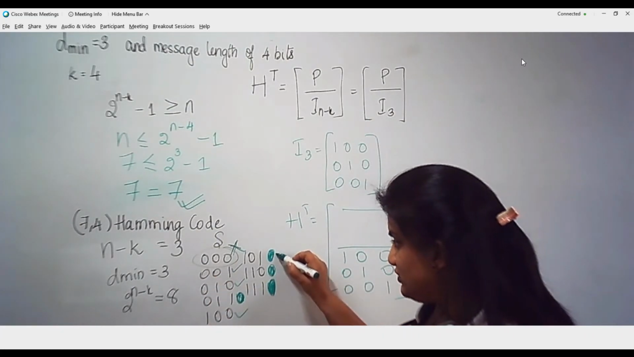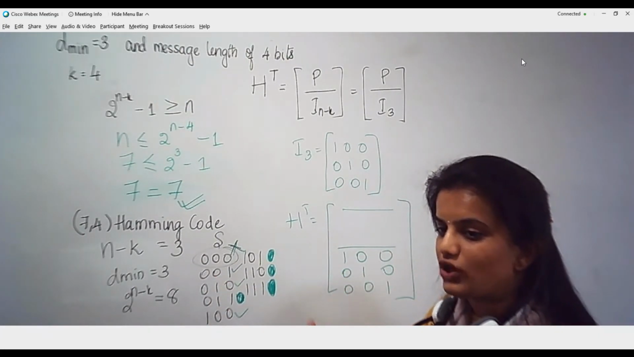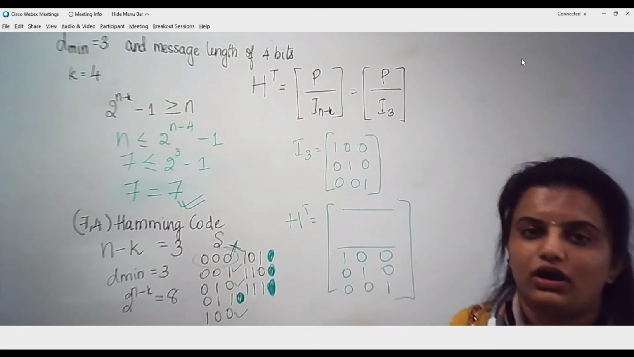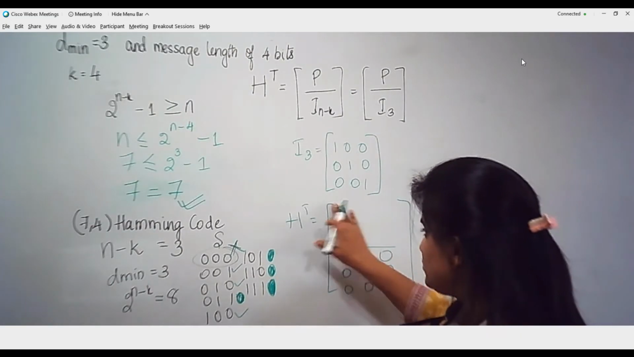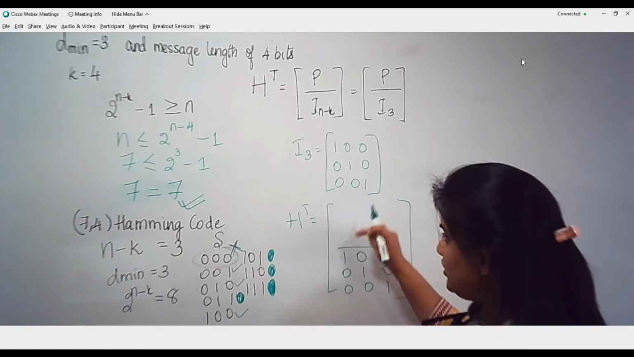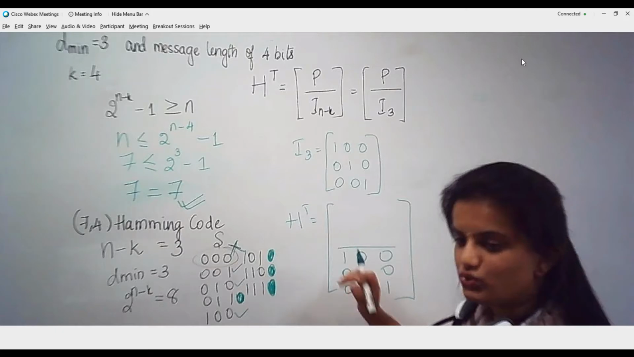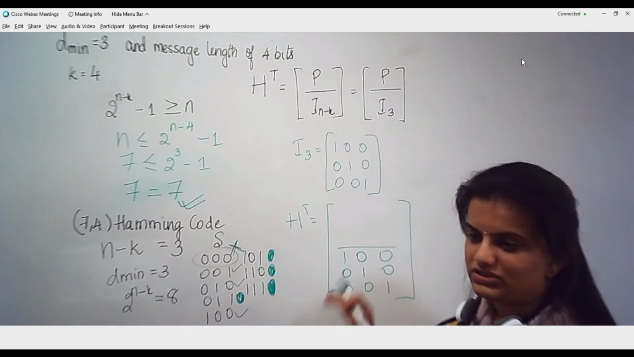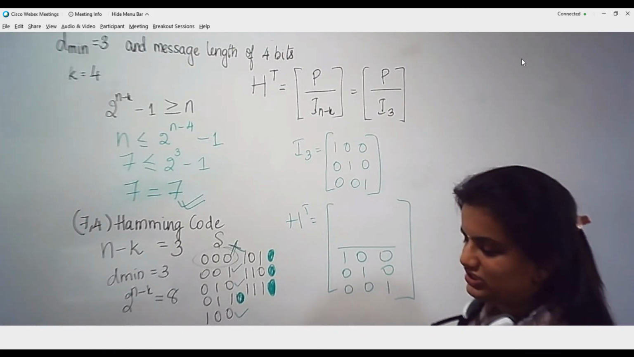So the number of choices will go on reducing as and when you fill the rows in this particular parity check matrix. Since all the rows of your parity check matrix are unique, there should not be any repetitions of these syndrome vectors within the transpose parity check matrix.